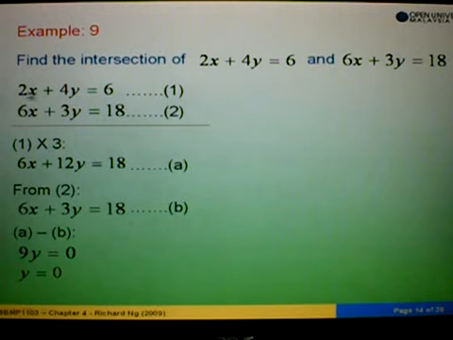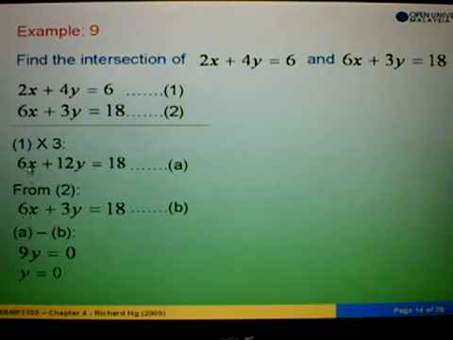So times 3 all this. So 2x times 3 becomes 6x, 4 times 3 becomes 12y, 6 times 3 equals 18. So we write this as equation A. Then we will carry down equation 2, 6x plus 3y equals 18. So we write this as equation B. So from here we will get rid of 6x because they are the same now.